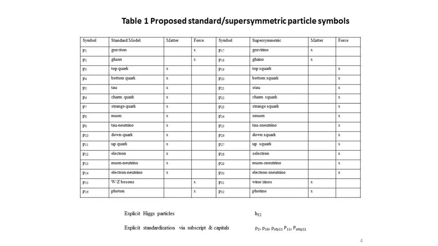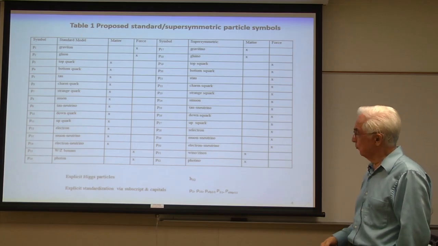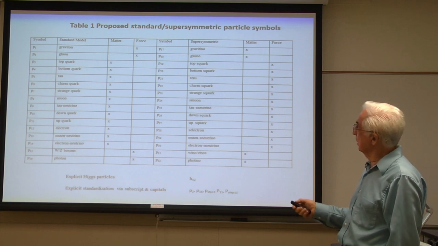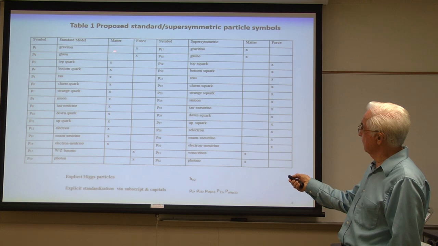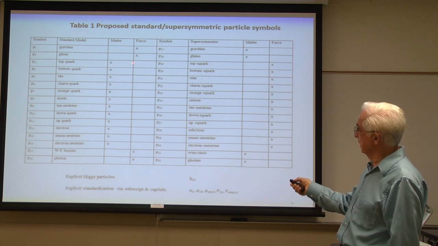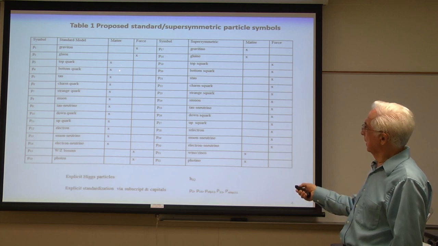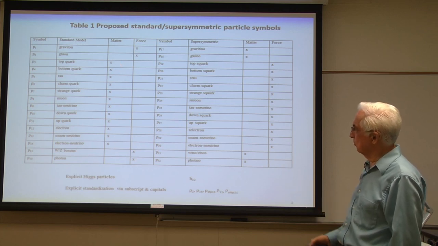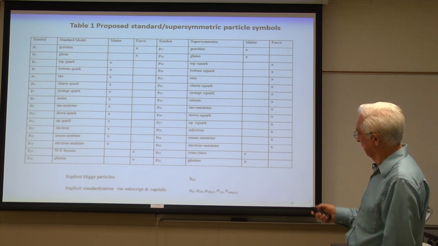This chart shows the proposed standard and supersymmetric particle symbols. On the left side are the standard model. On the right side are the supersymmetric. There are four force particles in the standard model. They are the graviton, the gluon, the WZ boson, and the photon. There are 12 matter particles. They consist of 6 quarks and 6 leptons.